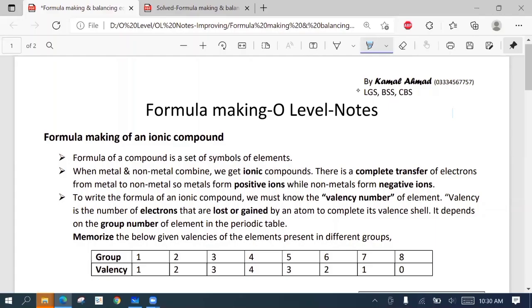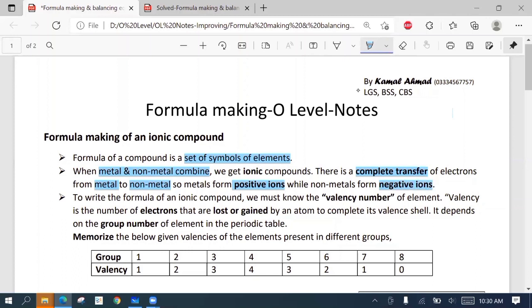What is the formula of a compound? Actually, the formula of a compound is a set of symbols of elements. As here we are going to discuss the formula of an ionic compound, we must know how an ionic compound is formed. When metal and non-metal combine, we get an ionic compound. There's a transfer of electrons from metal to non-metal. Therefore, metal forms a positive ion and non-metal forms a negative ion.